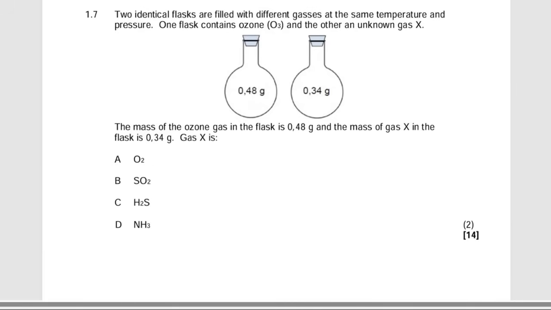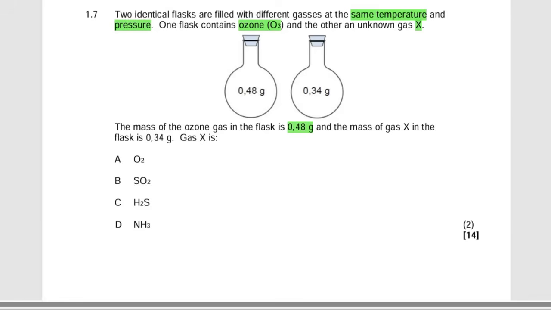So 1.7 says: two identical flasks are filled with different gases at the same temperature and pressure. So the temperature is the same as well as the pressure. One flask contains ozone, O3, and the other an unknown gas X. Then after that, the mass of the ozone gas in the flask is 0.48 grams, right?